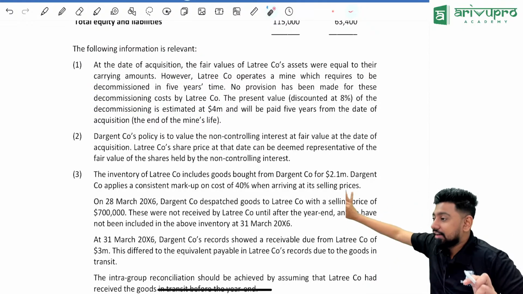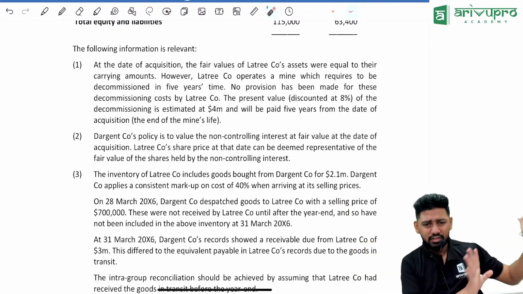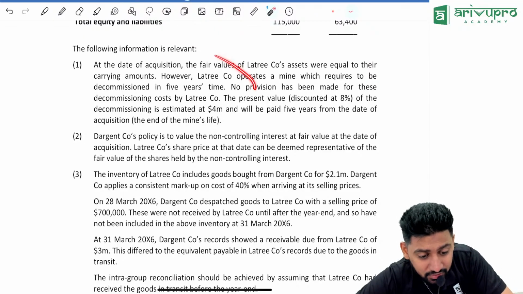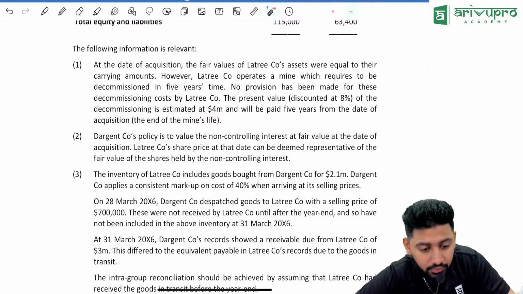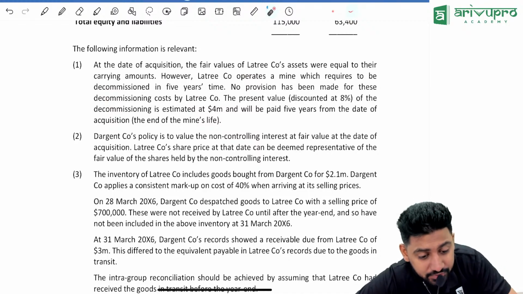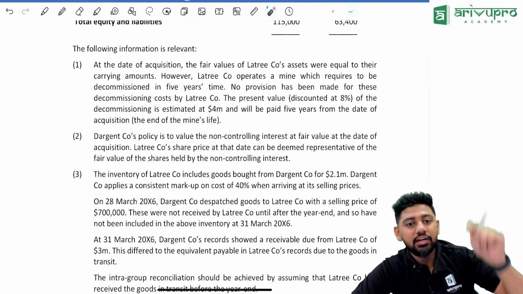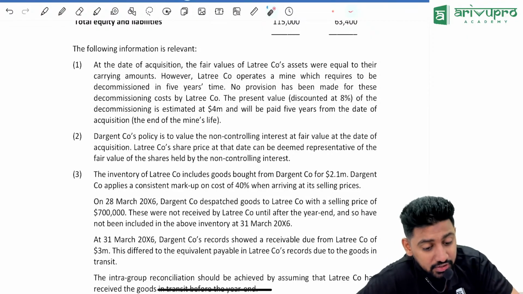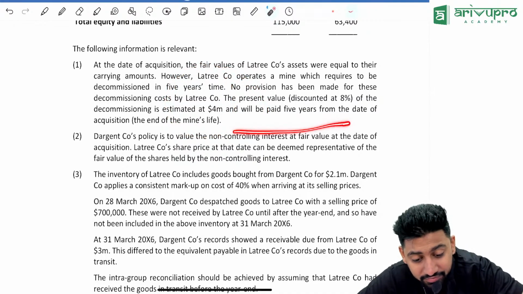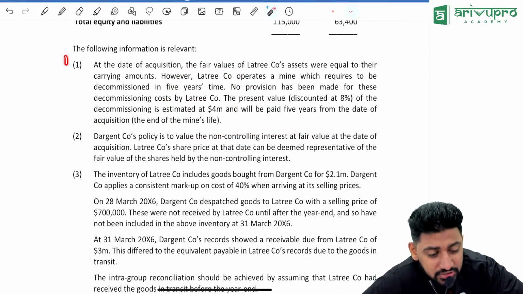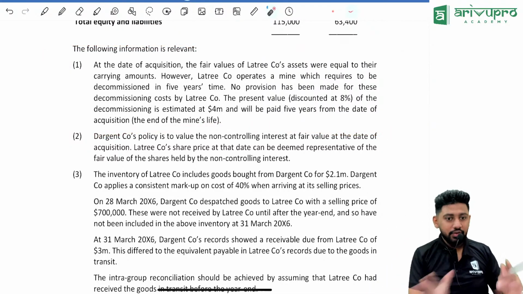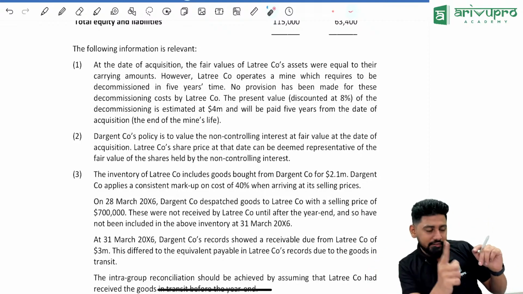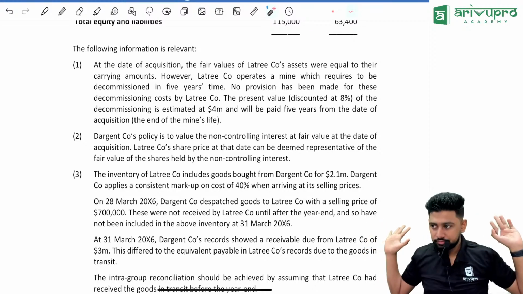Super. So everything at acquisition becomes relevant for our goodwill calculation. We know that. We are not going away from that. However, L operates a mine which requires to be decommissioned in 5 years' time. No provision has been made for this decommissioning cost by L. So you have to provide. The present value discounted at 8% of the decommissioning is estimated at 4 million and will be paid 5 years from the date of acquisition. It's a very straightforward, mechanical calculation. I know, too much information, but if you can understand the information given, it's not tough.